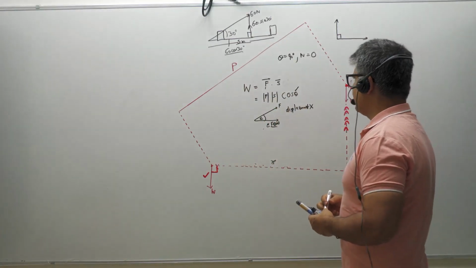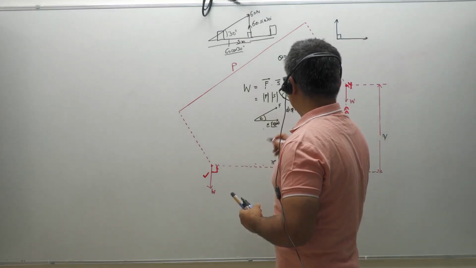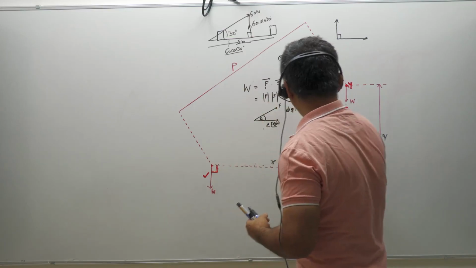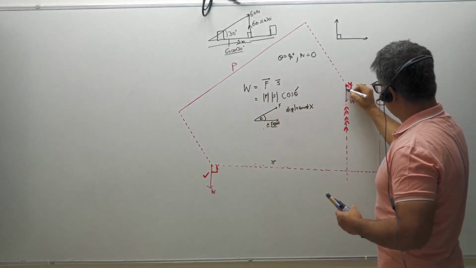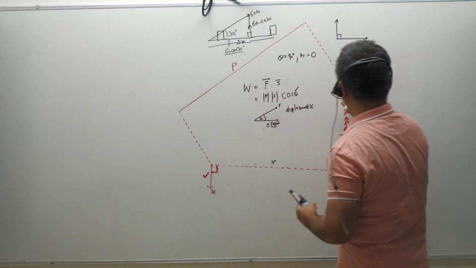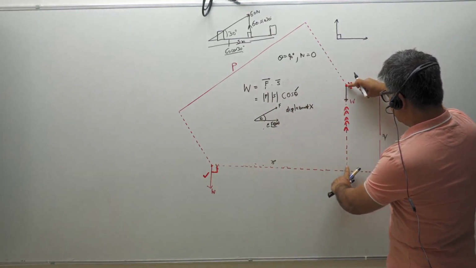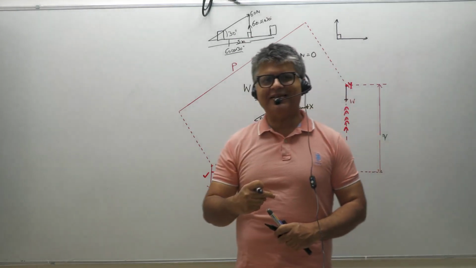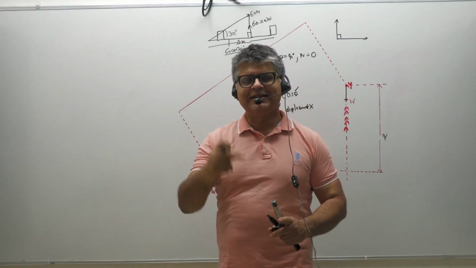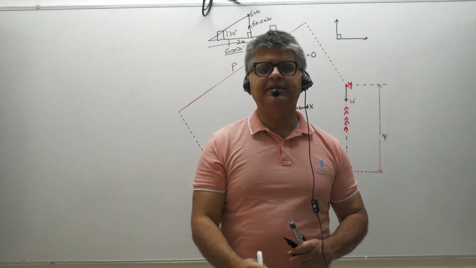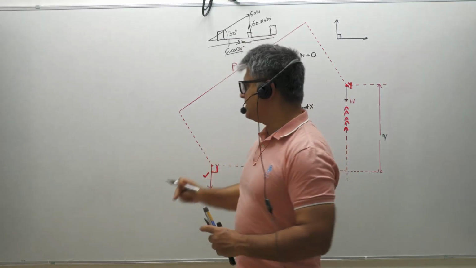But if you have a situation like this where the direction of the, so this is your weight, and this is what the crane has been able to do from X to Y. The displacement of the body, the real displacement, the displacement where the weight and the displacement are in the same line, is this one.